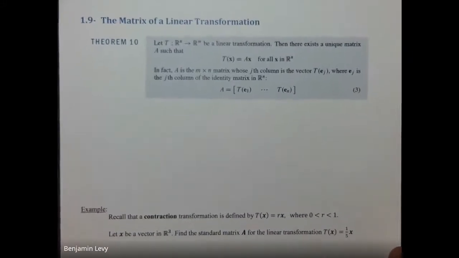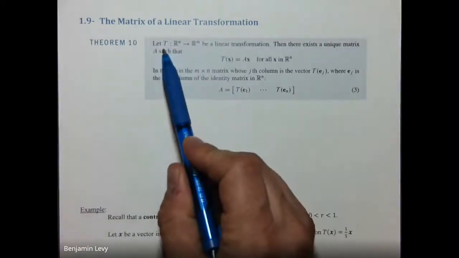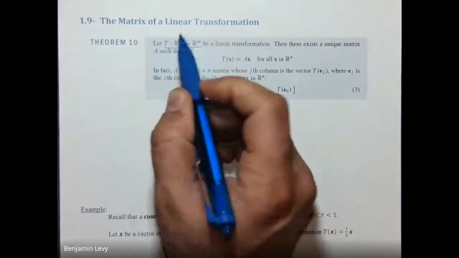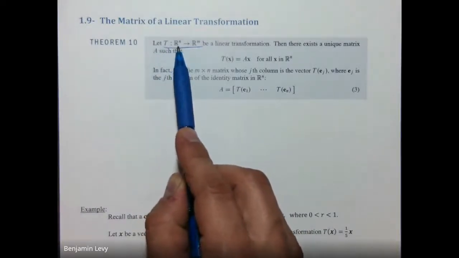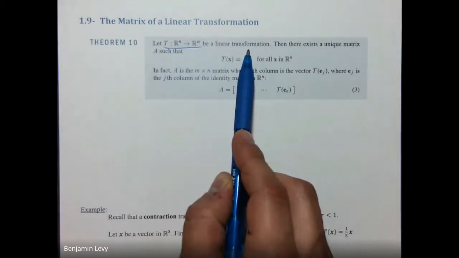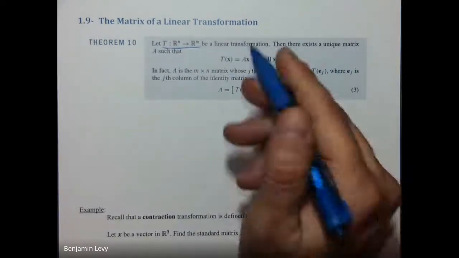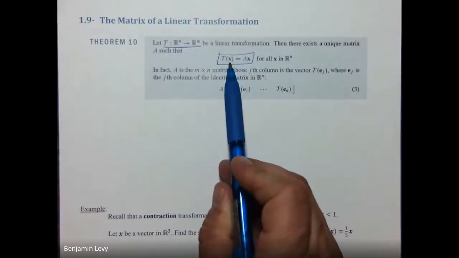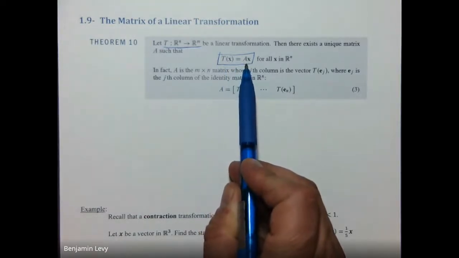The way we approach it is by using this theorem. Theorem 10 here in section 1.9 starts with the notation we learned in the last section. T: Rn to Rm means let T be a linear transformation that takes vectors in Rn and sends them to Rm. Then there must exist some unique matrix A such that when you apply the transformation to a vector x, it's the same thing as just multiplying that vector by a matrix.